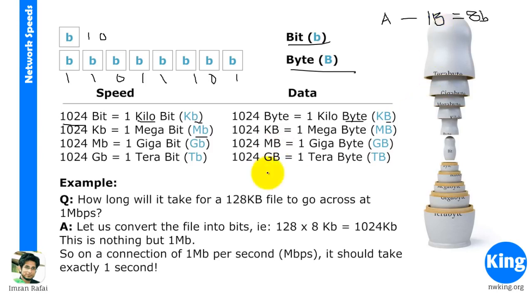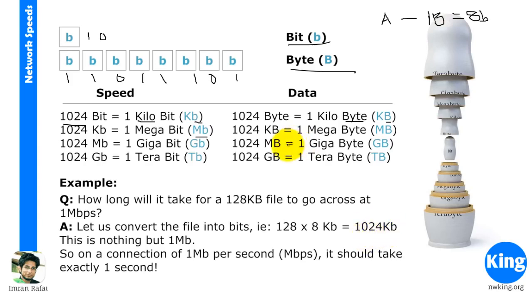Alright, having known that, let's look at this example. You have a file of 128 KB, that is kilobytes. Now it needs to go across a network with a speed of 1 Mbps, 1 megabit per second. How much time will it take? It's a very simple question. Let's try to convert. 128 kilobytes, if we convert into bits, it is 128 into 8. This conversion, if you know, bit to byte, it's 8, right? So 128 kilobytes, if you convert it into bits, it is 1024 kilobits of data, right?